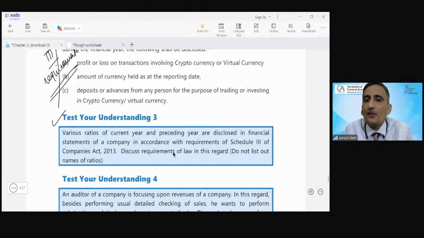Yes, various ratios of current year and preceding year are disclosed in financial statements of a company in accordance with requirements of Schedule 3 of Companies Act. Discuss requirement of law in this regard. Do not list out names of ratios. Now it is given in the question itself that you do not have to write the names of the ratios. So what additionally you have to write?